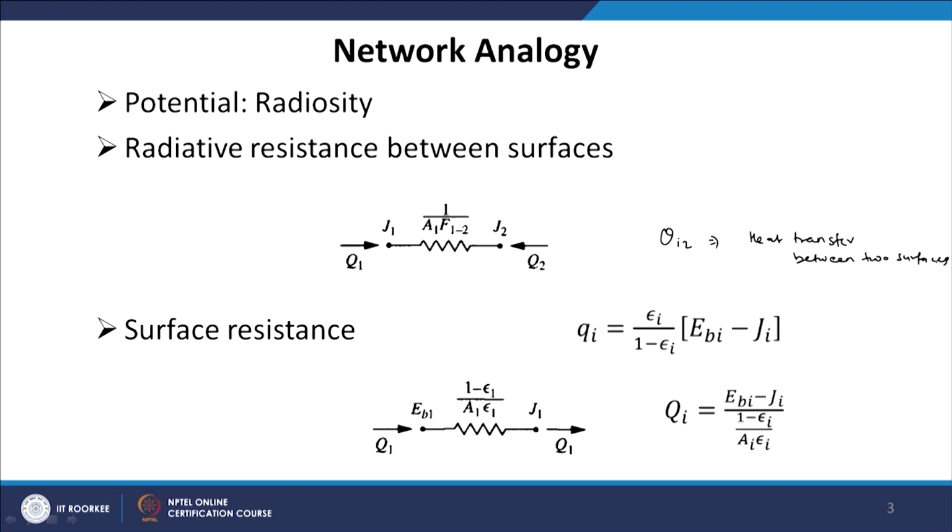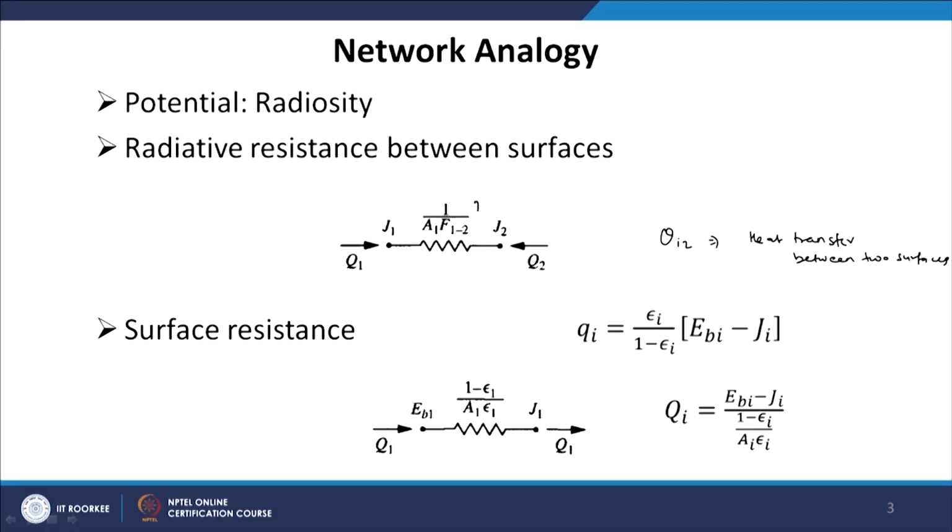So, definitely if one body is gaining energy, the other body may be losing the energy, and the directions of Q1 and Q2 are opposite to each other. If Q1 is losing energy, Q2 will be gaining energy. We have this factor 1 upon A1 F12. This factor is basically defined as the radiative resistance between the two surfaces, and J1 is the radiosity and J2 is the radiosity. We also define J1 minus J2 as the potential, or radiative potential.